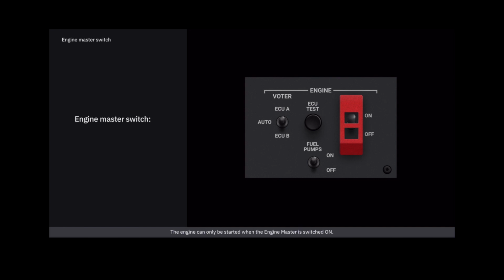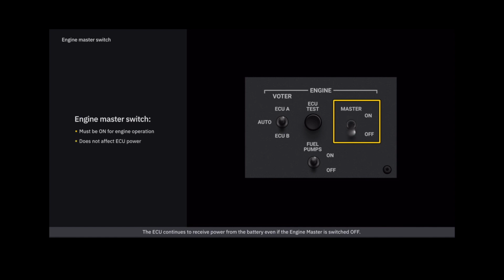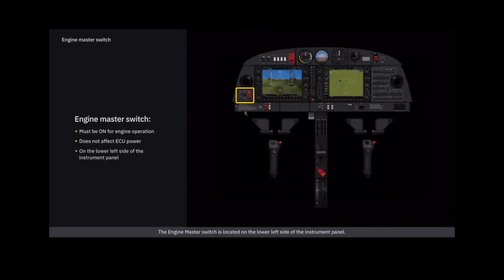The engine can only be started when the engine master is switched on. The ECU continues to receive power from the battery, even if the engine master is switched off. The engine master switch is located on the lower left side of the instrument panel.